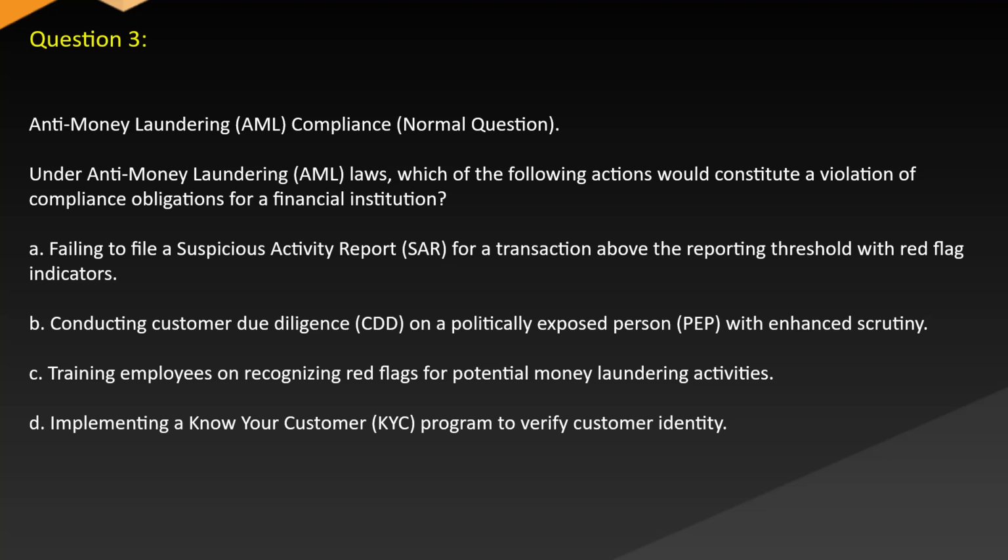Question 3. Anti-money laundering, AML, compliance, normal question. Under anti-money laundering, AML, laws, which of the following actions would constitute a violation of compliance obligations for a financial institution? A. Failing to file a suspicious activity report, SAR, for a transaction above the reporting threshold with red flag indicators. B. Conducting customer due diligence, CDD, on a politically exposed person, PEP, with enhanced scrutiny.